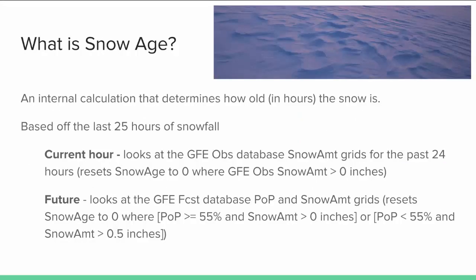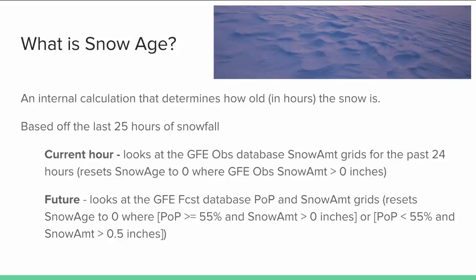As forecasters, we have a good understanding of the traditional elements going into the blowing snow calculation. But what is snow age and how is it calculated? As you would expect, snow age represents how old the snow is in hours. The values are calculated by a combination of snow observations and forecasted snowfall.